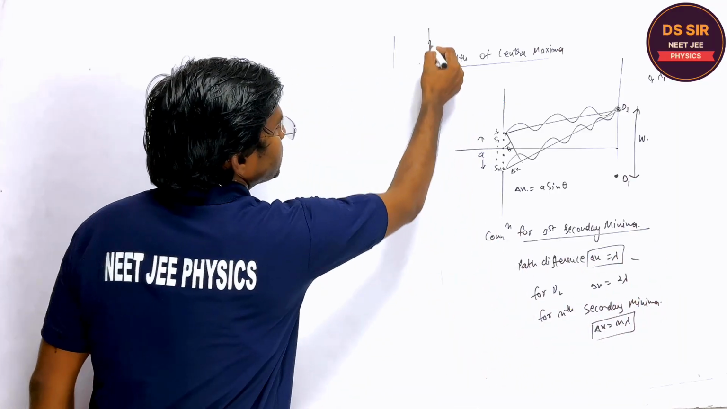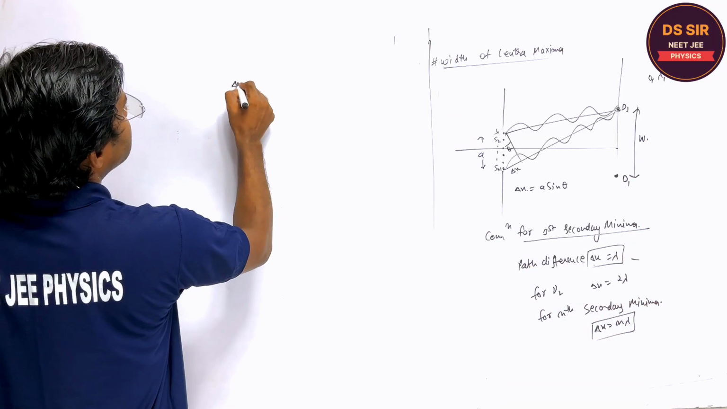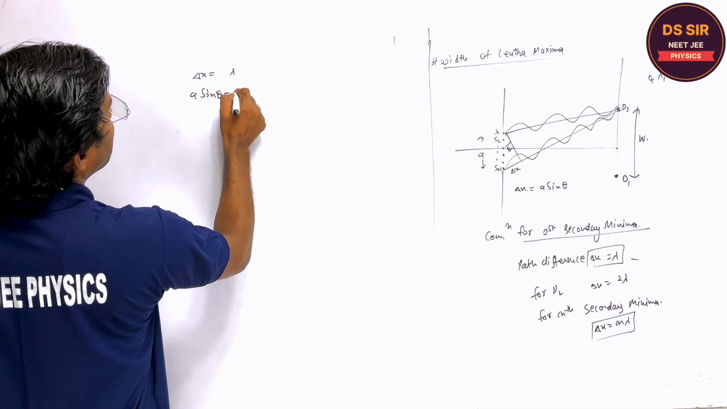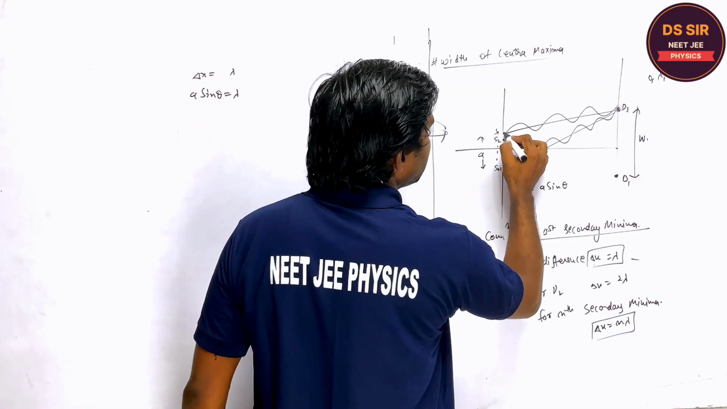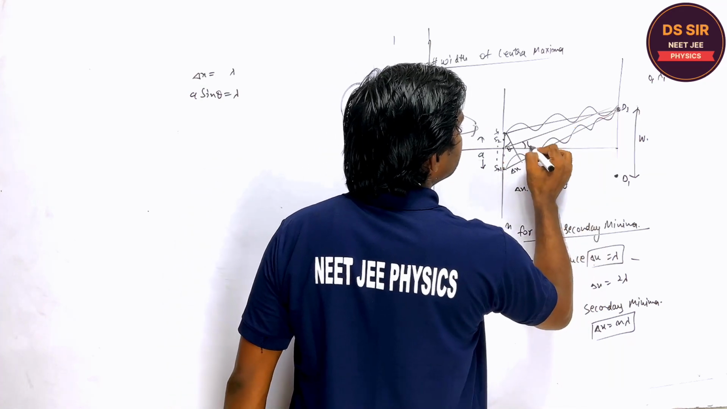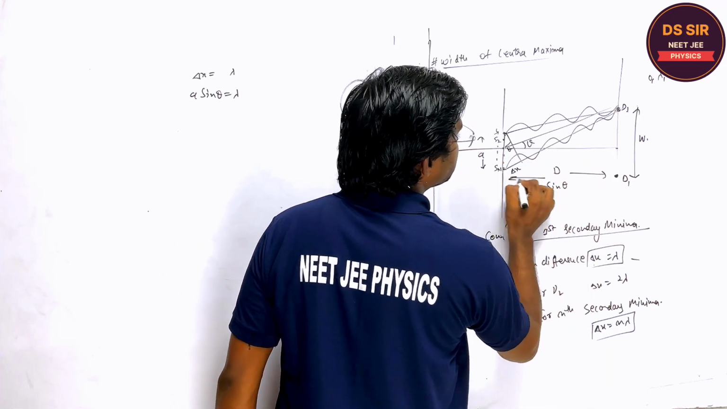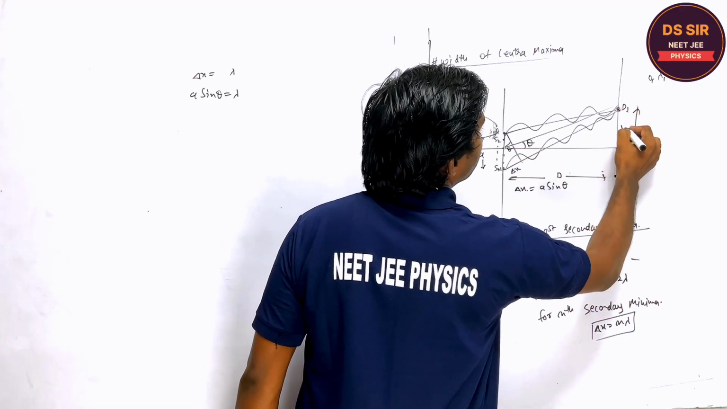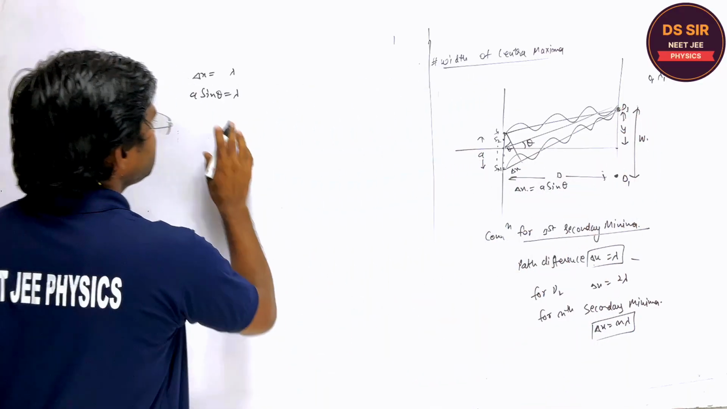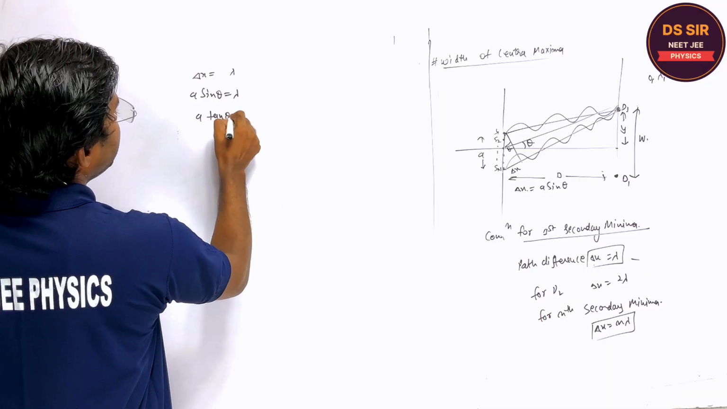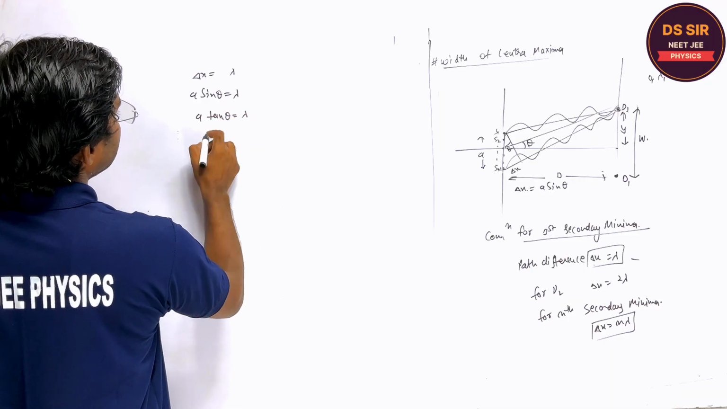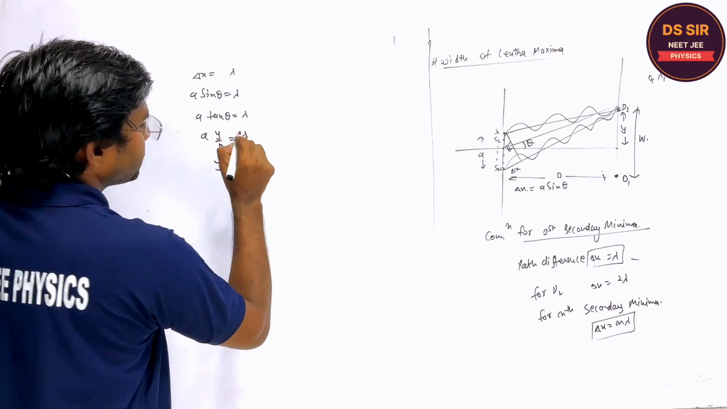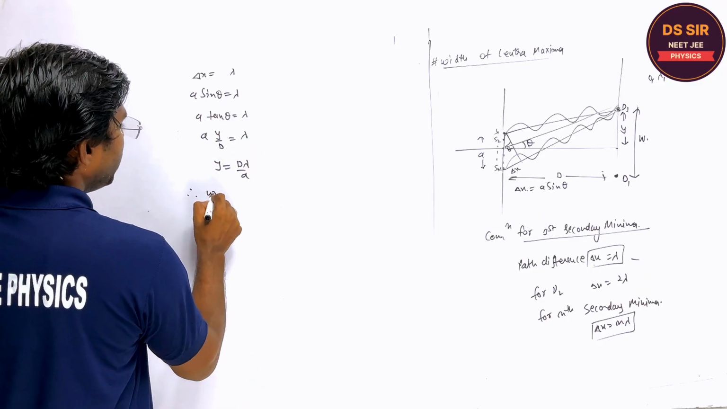So, for this case, the delta x must be equal to what? Lambda is equal to a sin theta. If this is theta, this is capital D, and this is theta again, and I assume this is y, then a sin theta is equal to a tan theta is equal to lambda, y upon D is equal to lambda over a, y is equal to D lambda over a.